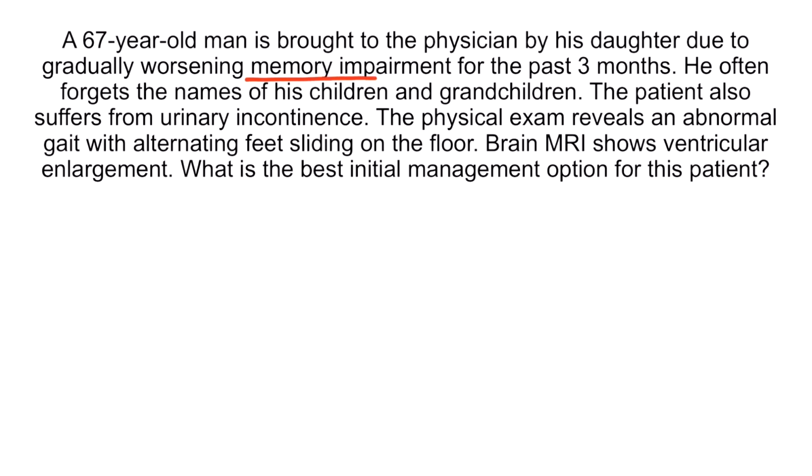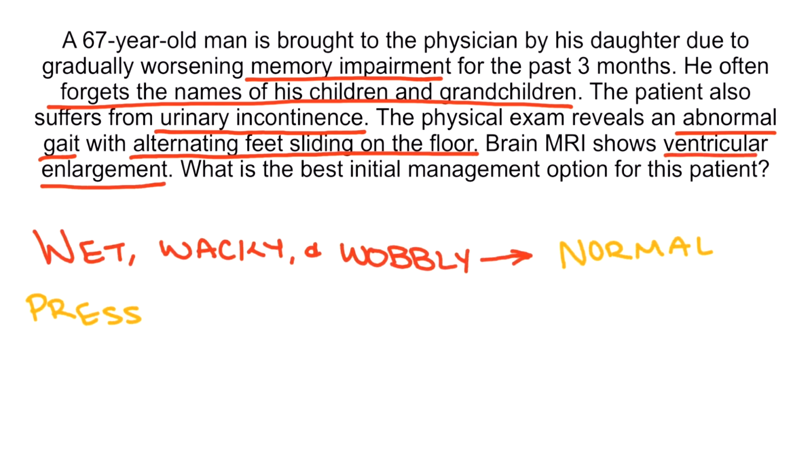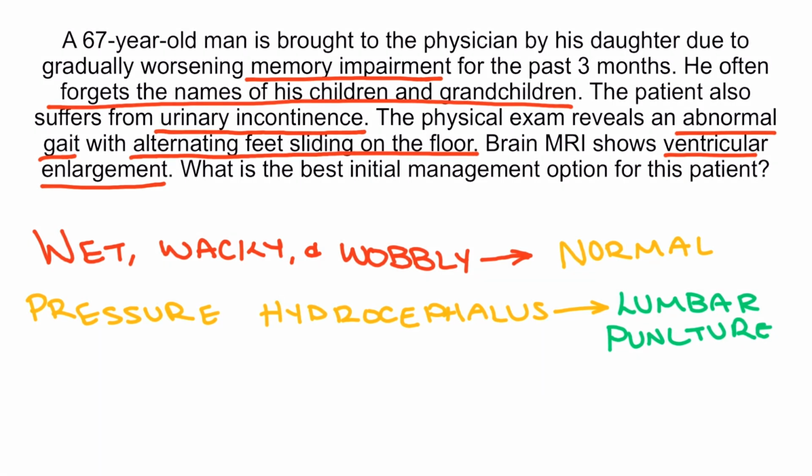This patient has memory impairment evidenced by forgetting the names of his children and grandchildren. He also suffers from urinary incontinence. The physical exam reveals an abnormal gait with alternating feet sliding on the floor. This is consistent with magnetic gait. The triad of wet, wacky, and wobbly, along with ventricular enlargement on brain MRI, is consistent with normal pressure hydrocephalus. The best initial management option for a patient with normal pressure hydrocephalus is a lumbar puncture to see if there is improvement in symptoms. If there is an improvement in symptoms, then placement of a ventricular shunt can be considered for long-term management.